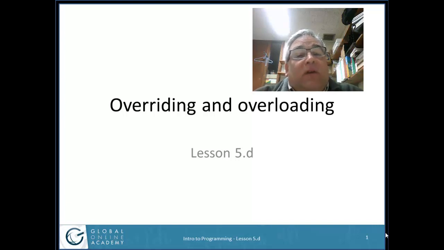Now you may have noticed when we were talking about superclasses and subclasses that we might have a method by the same name like deposit that shows up in our checking account and in our bank account. Let's talk a little bit more about methods that have the same name. There are two concepts here that we'll talk about: overriding and overloading. They both involve methods with the exact same name. So let's get into the details of these.